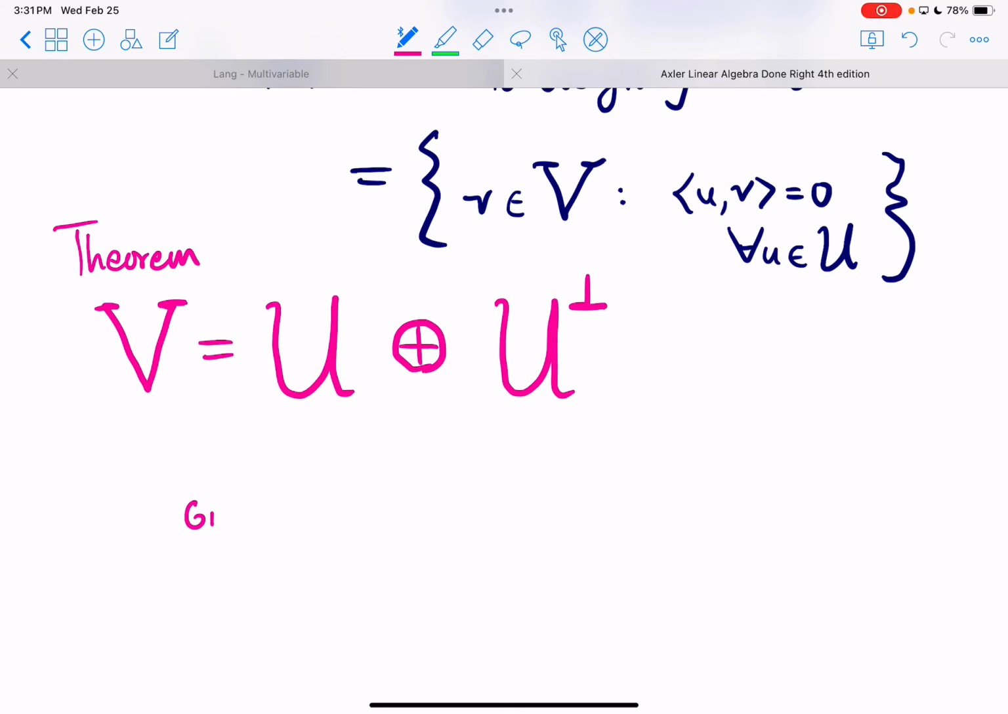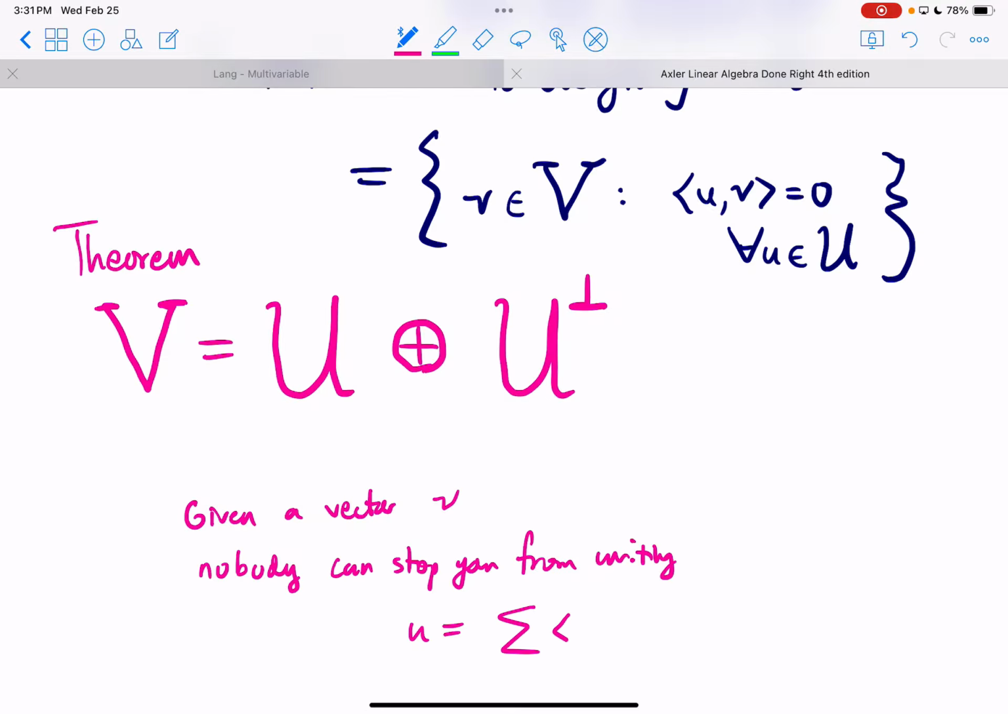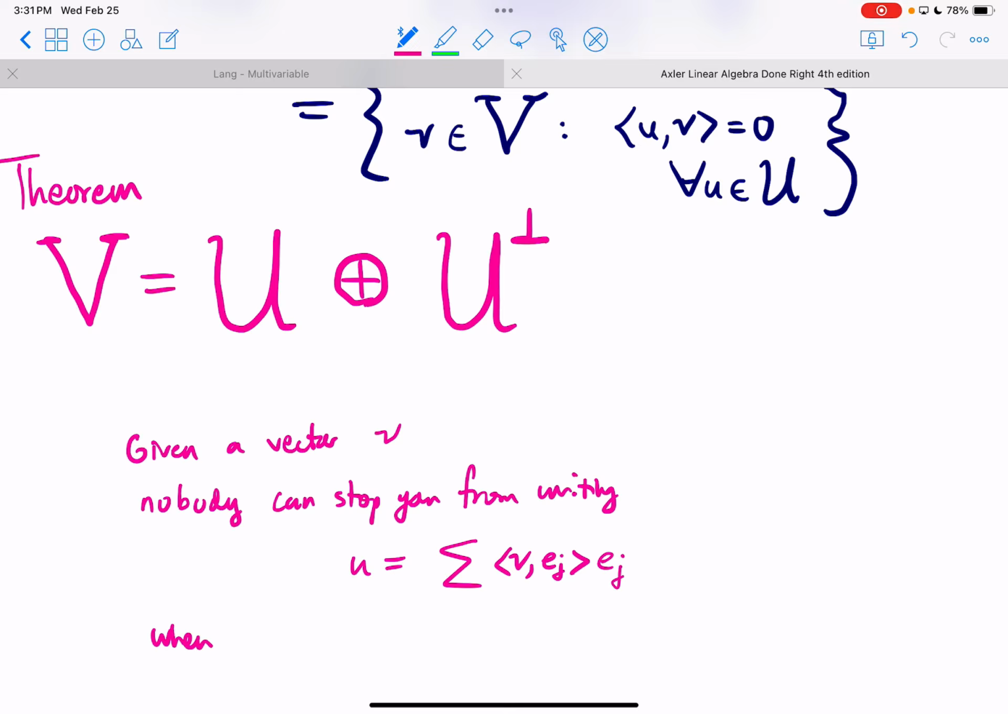Well, given a vector v, little v, nobody can stop you from writing u equals a sum of <v, e_j> e_j, where e_1 through e_k are an orthonormal basis of U. So maybe this is where we need the finite dimensionality, at least of U. Do you remember the book made a big deal about finite dimensionality? It's because some things are false if you forget that.